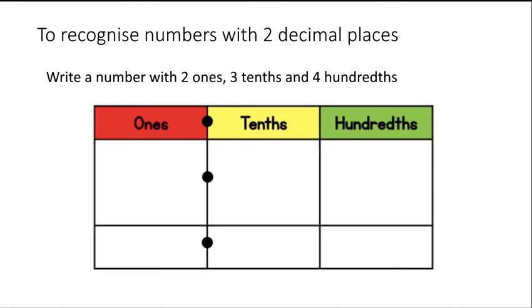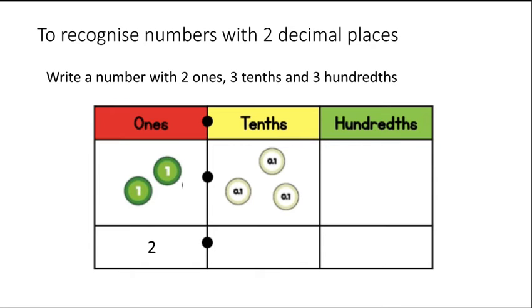Okay, let's have a look at something slightly different. We're going to look at how we write these numbers. So if I told you to write a number with 2 ones, 3 tenths and 4 hundredths, what would that look like? Imagine it for a moment and I'll make it appear. There are 2 ones. There are 3 tenths. There are 4 hundredths. I'm not sure why that just changed to 4 rather than 3. Something strange going on. Carry on with these 4 hundredths. That's what's drawn.